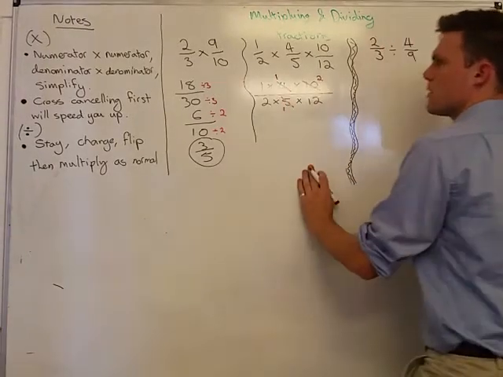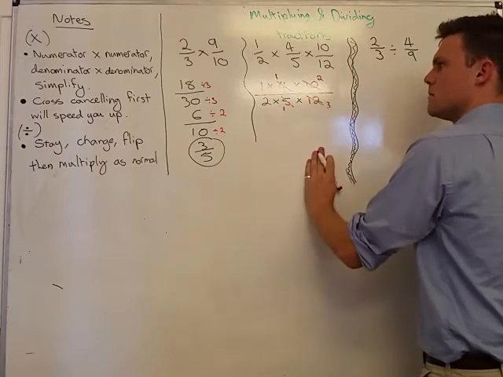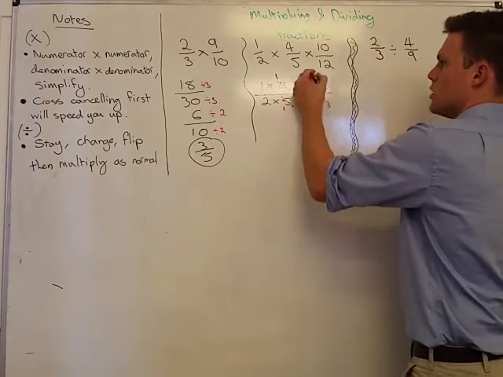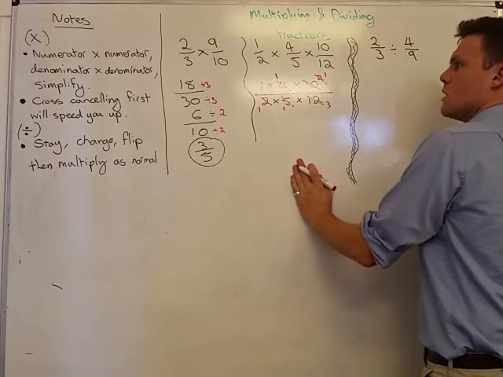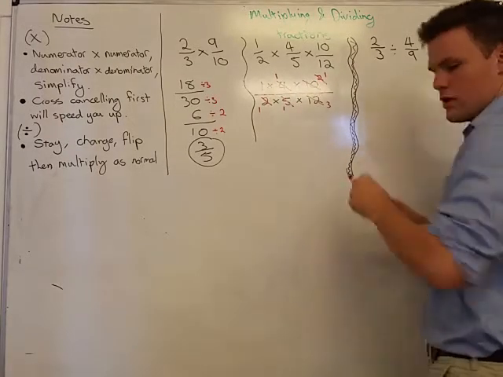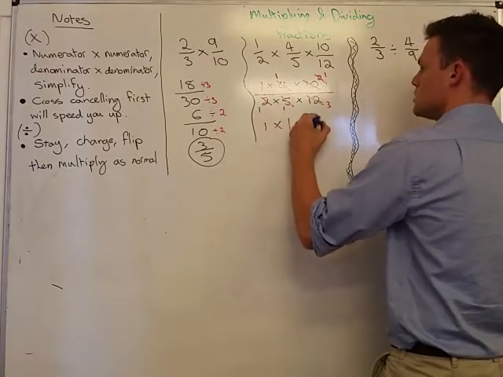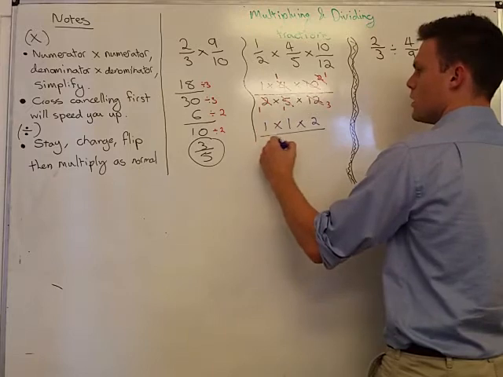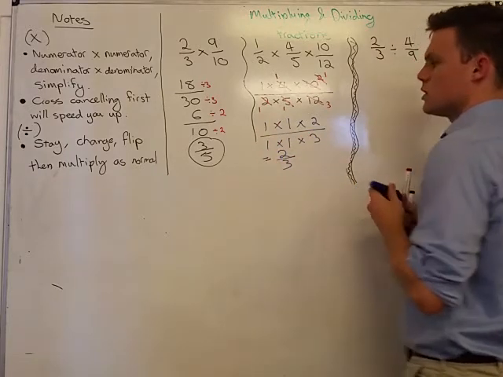4 divided by 4 is 1, 12 divided by 4 is 3. I've got a 2 up here now, so I can go 2 divided by 2, that's going to be 1, and 2 divided by 2 is 1. Now what I actually have, if I rewrite this, I've actually got 1 times 2 over 1 times 3, which is 2/3.